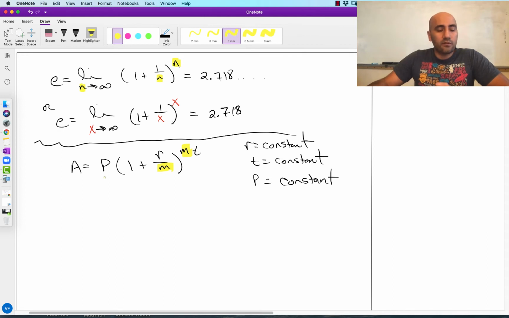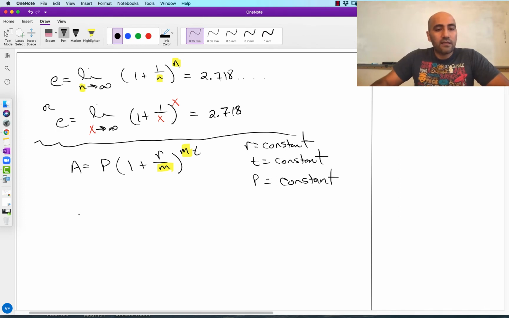The principal amount invested stays the same. r is some constant that's fixed. t is some constant that's fixed. We only focus on how our balance will change based on m. We notice that as m gets bigger and bigger and bigger, the account balance got bigger and bigger and bigger. Okay, so we want to think about what happens as the number of times we compound increases to infinity. So that's what we're interested in.